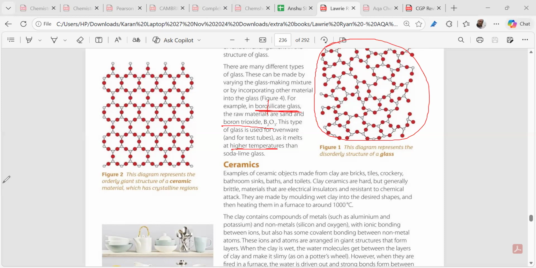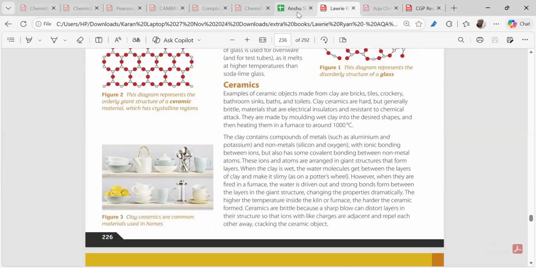Understood? Now come to the part of the ceramics. What are ceramics? There are many ceramics we use, right? How is ceramic made? They are made by molding wet clay. Clay contains different metals, such as aluminum, potassium, and non-metals also, silicon, oxygen, with ionic bonding between the ions, right? Now, what happens when the clay is wet? Water will be there in between the layers, right?